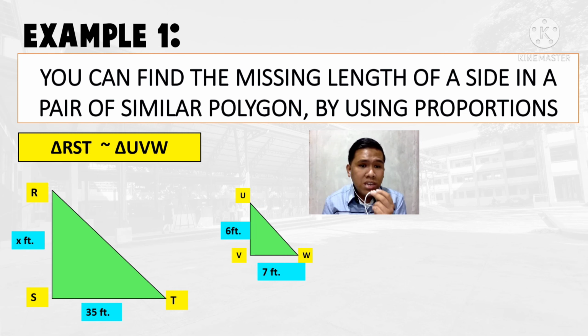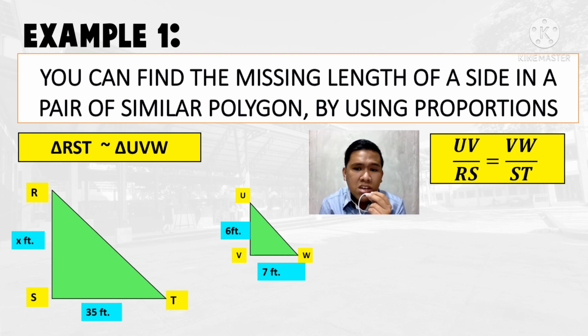The side RS is missing. So, for us to get the value of RS, we must write the proportional sides. And let us have this: UV is proportional to RS, that is equal to VW proportional to ST. Kindly take note of where I start with regards to writing the proportional sides. UV over RS is equal to VW over ST.